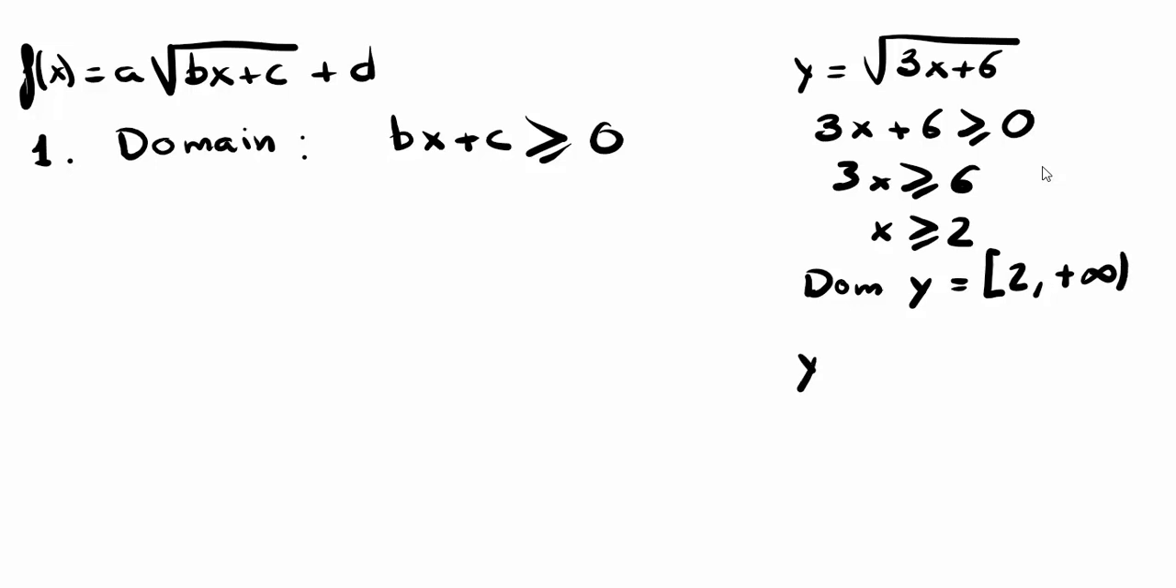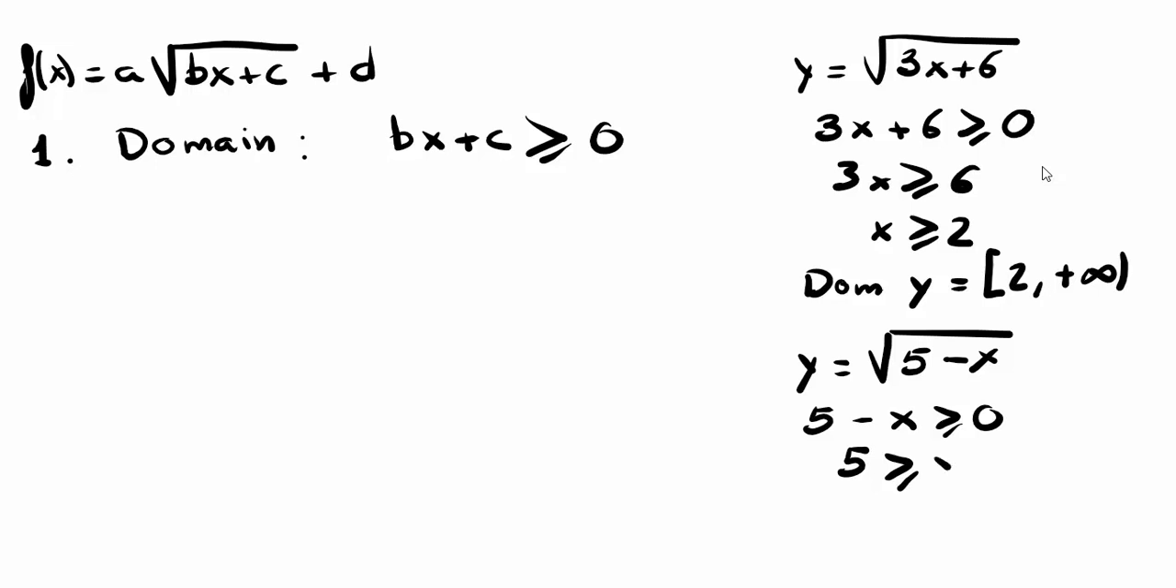But if I have, for example, this root, I'll have to calculate when this is higher or equal than 0. In this case, as the x is negative, I send it to the other side, and I have 5 higher or equal than x, so x is lower or equal than 5. And the domain will equal from minus infinity to 5.